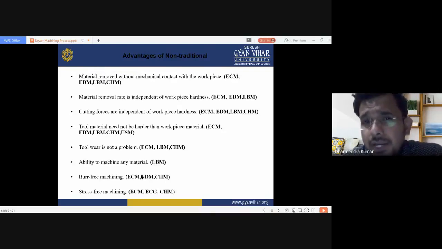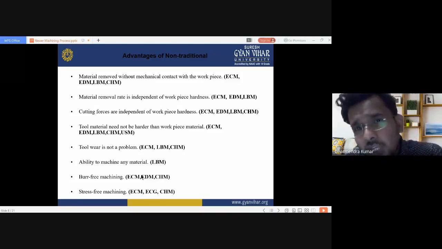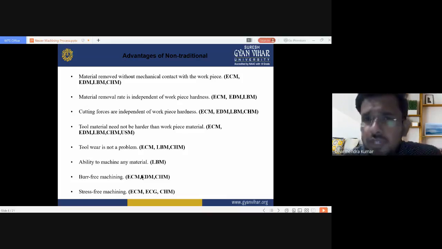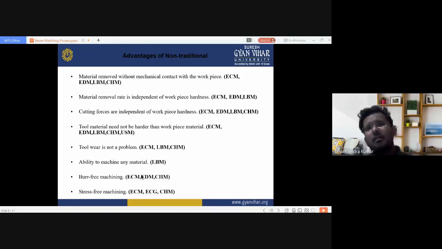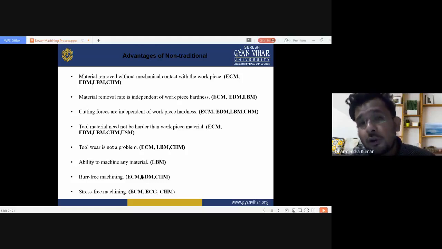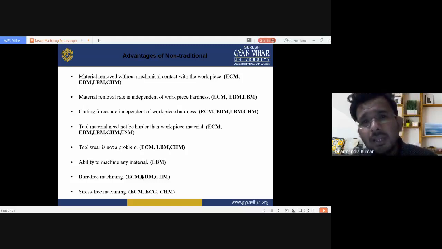Now, what are the various advantages of non-traditional machining? Nowadays in any manufacturing unit, if you're talking about cost cutting, surely initially some huge investment is required in non-conventional machining. But after installation of these machines, our work is far easier than conventional machining. We get better quality of product, a better production rate, and we can easily machine either hard material or soft material.